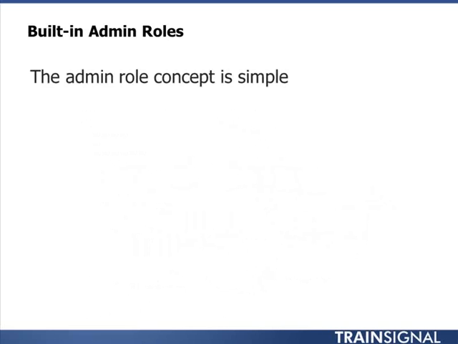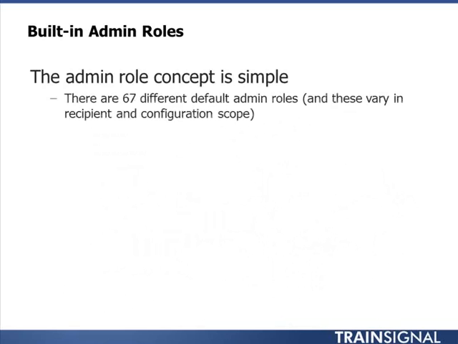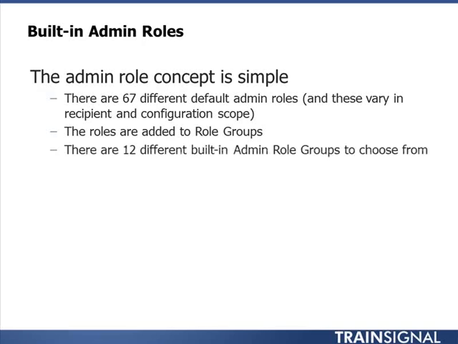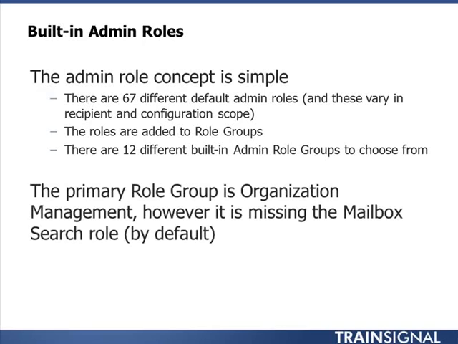The admin role concept is simple. There are 67 different default admin roles, and these vary in recipient and configuration scope. The roles are added to role groups. There are 12 different built-in admin role groups to choose from. Now you're going to see in a moment that the primary role group is Organization Management. That role group looks like it has every single default admin role applied to it.